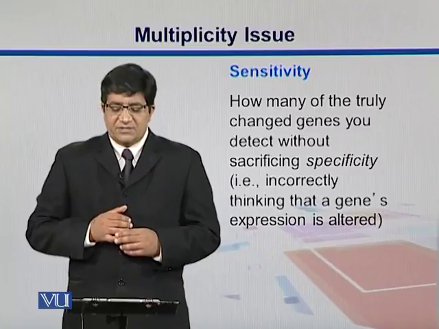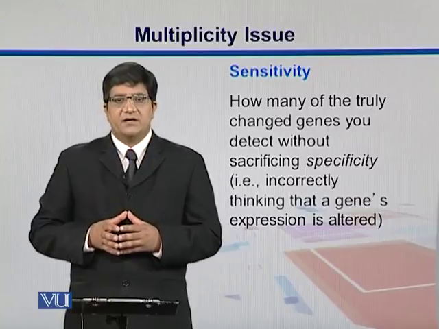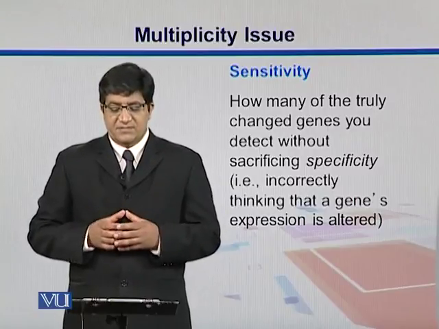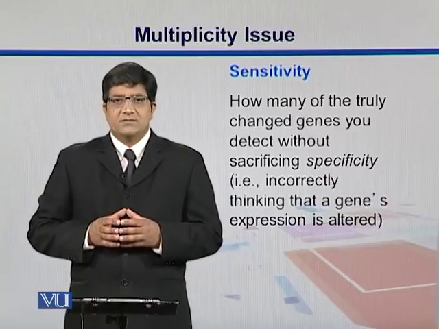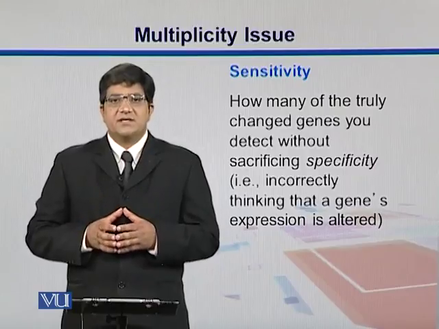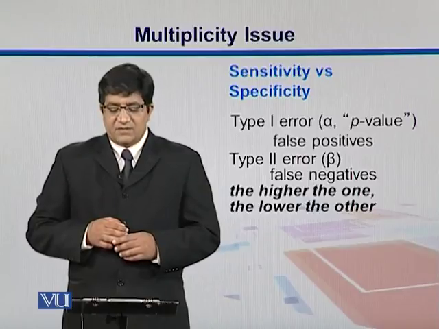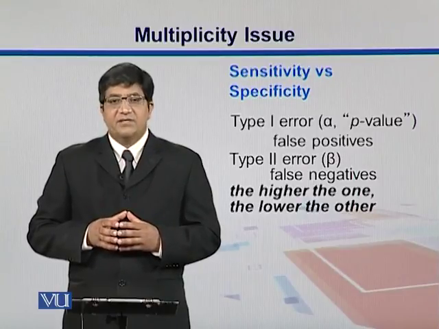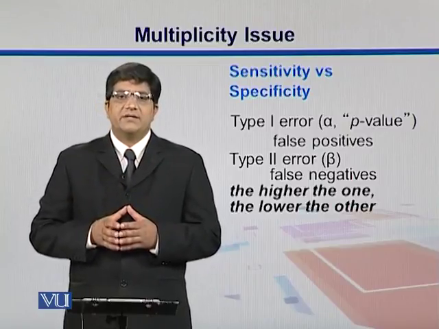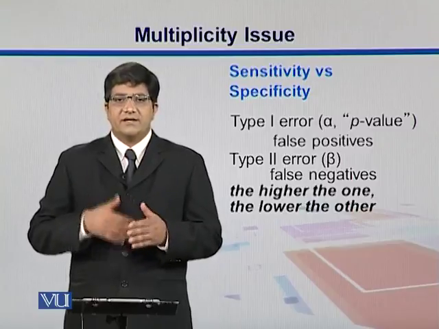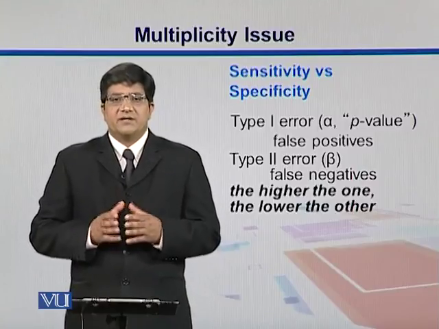So how much of the truly changed genes do we detect without sacrificing the specificity? We call it sensitivity. Specificity is about incorrectly thinking that the gene expression is altered. So actually we are thinking that the expression is changed, but actually it's not. We call the first one type 1 error, alpha, or the p-value, where we can have a false positive. We declare a gene to be significant, but it may be false. Positive in the sense that it is significant. We came up with a number of differentially expressed genes, but we might have reported a wrong gene.